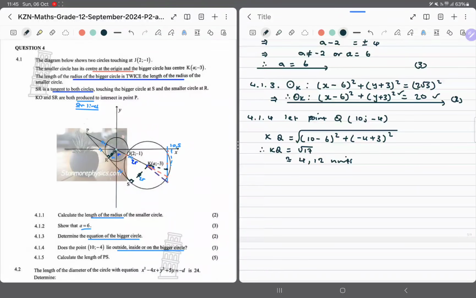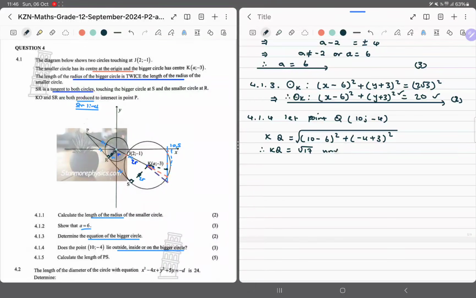Okay. Now we need to look at essentially what the radius is. Now we know that if this point is on the circumference, then the radius of the circle is 2 root 5. Right, because we're already given that. Remember 2 root 5 is square root 20. Obviously, square root 17 is less than square root 20.